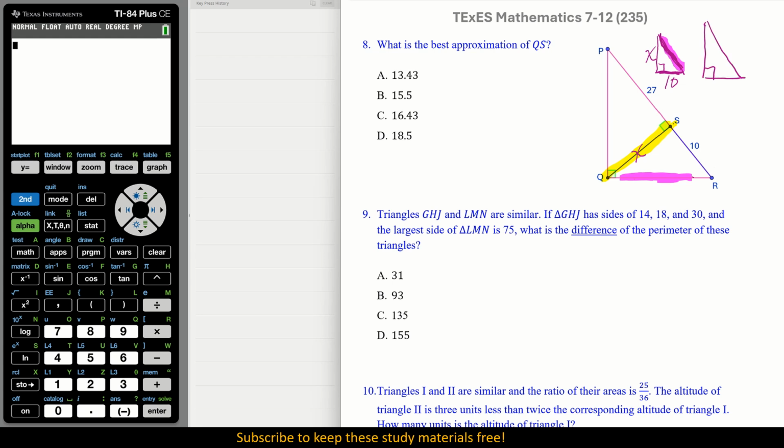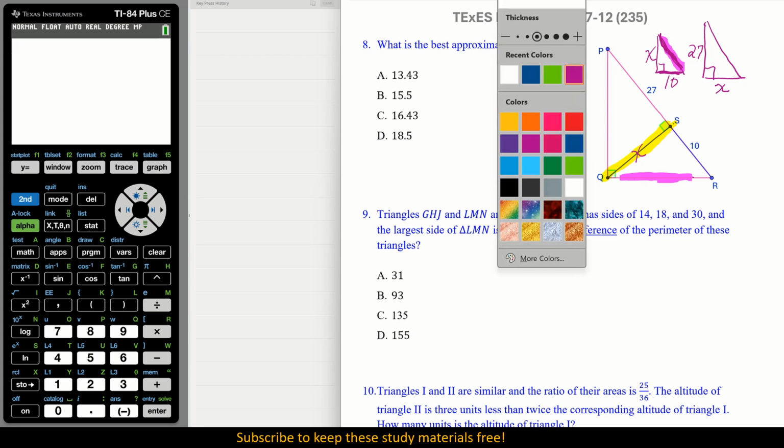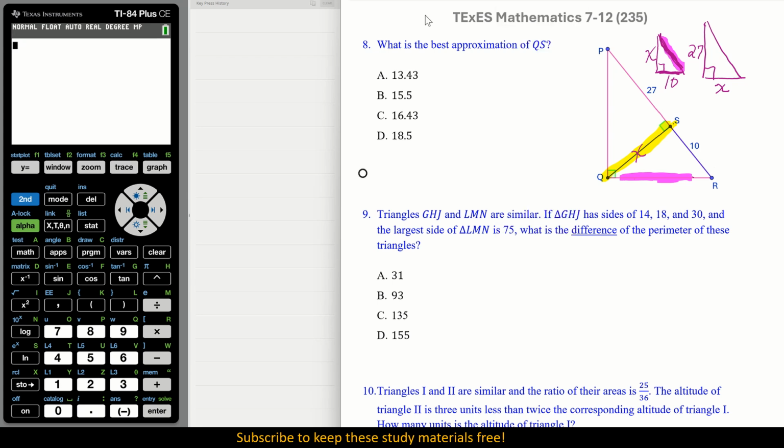Okay, and that means that the base is X. I flipped it over, I had to flip it to make it look right. So that's X, and then the side is 27. That is actually enough information for us to solve for this, since we know that the X's are the same value, so they are congruent.